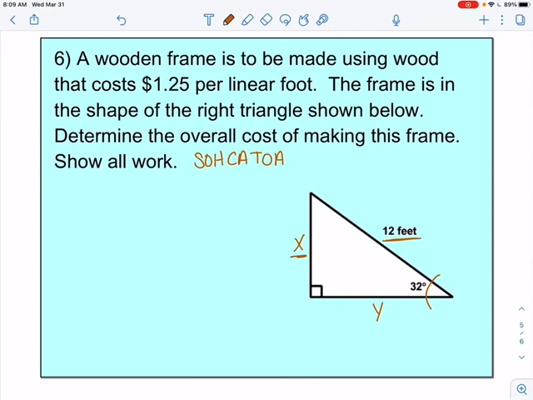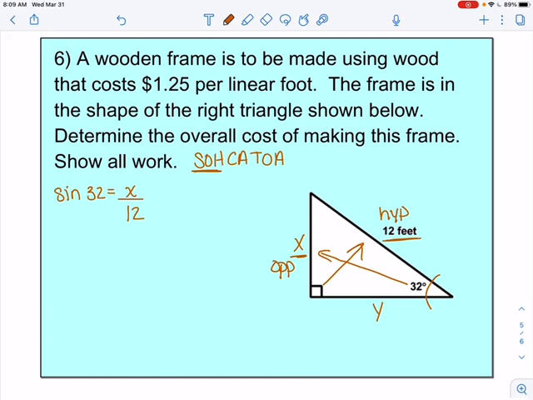With relation to that 32, X is the side directly opposite 32, and directly opposite your right angle is your hypotenuse. So the trig function that deals with the opposite and the hypotenuse at the same time is going to be your sine. So we're going to have the sine of 32 equals the side opposite, X, over your hypotenuse, which is 12.